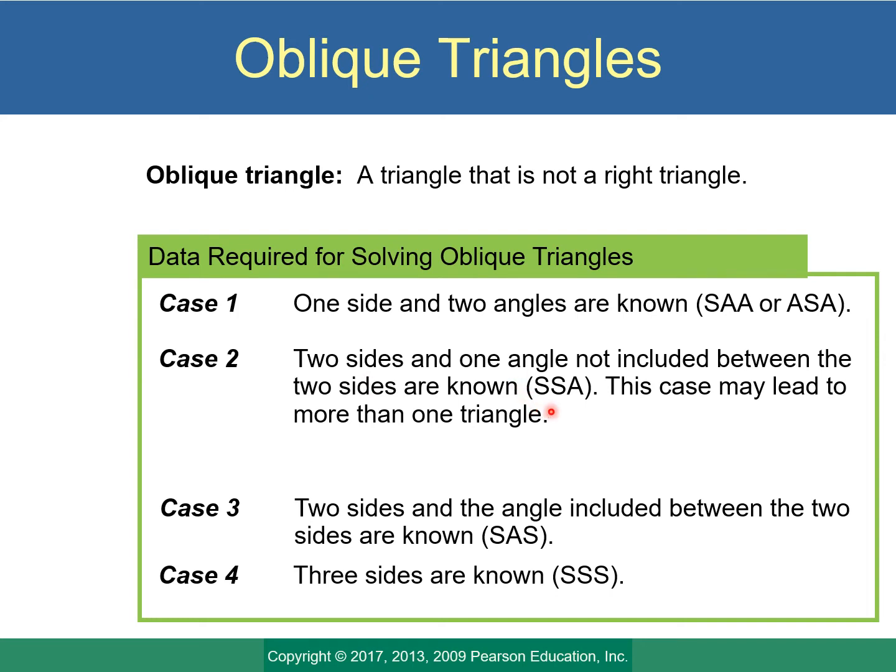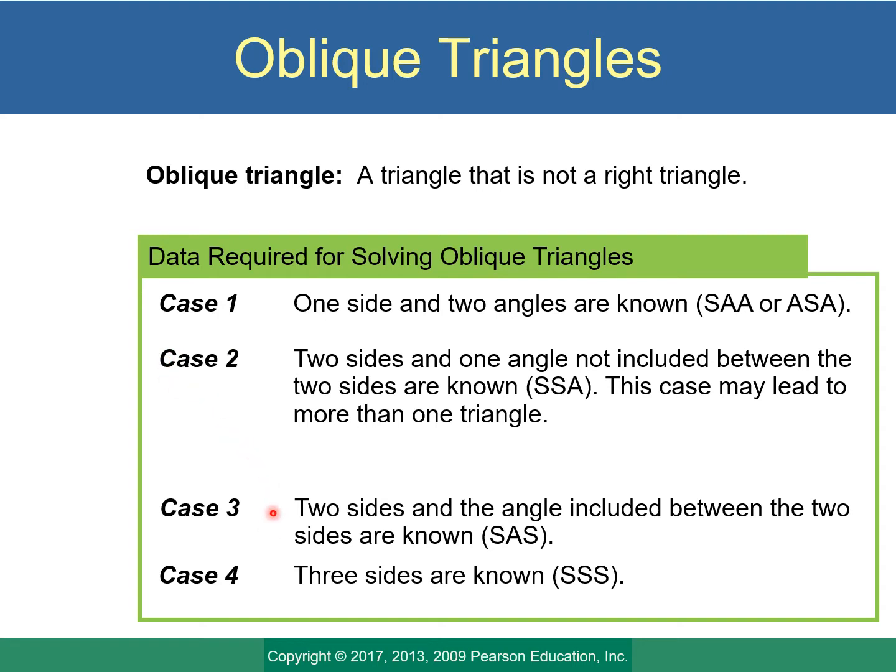So your SSA, so you're given a side, another side length, and then another angle. But notice it's not the included angle. So this case two is the angle not between the two sides. And then this case is actually pretty special. There's a whole section that we're going to go through dedicated to case two.